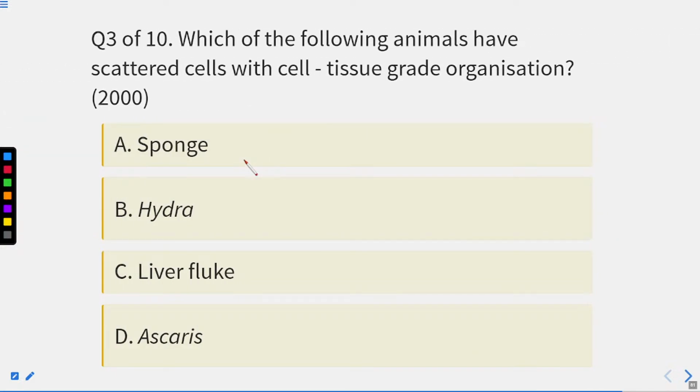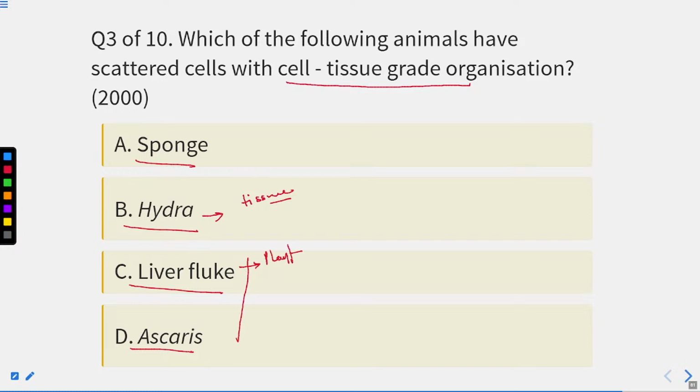Next question. Which of the following animals have scattered cells with the cell tissue grade of organization? Sponge, hydra, liver fluke and ascaris. The hydra has the tissue level of organization. Liver fluke belongs to the Platyhelminthes and ascaris belongs to the Aschelminthes, and both show the organ level of organization.